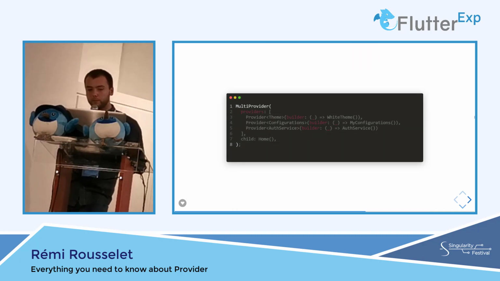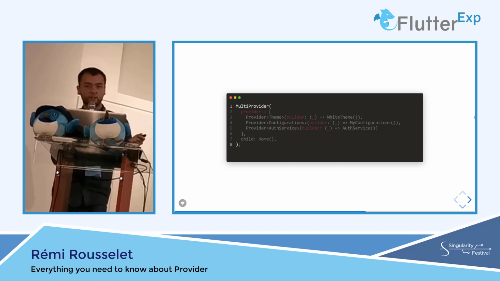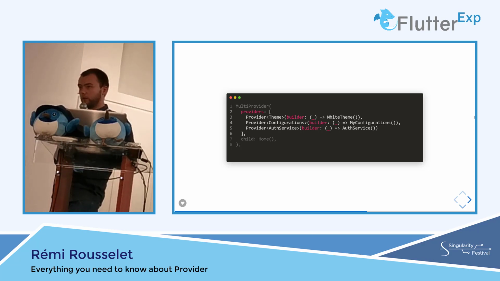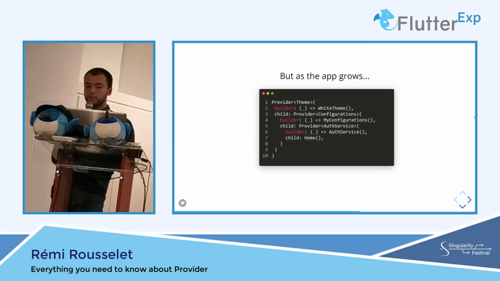So provider comes with a simple syntax trick to help with that weird syntax. It's called MultiProvider. It will take an array of providers. It can be any provider from the provider package, or your custom provider if you made one. And instead of nesting them, you can just put them next to each other. And then MultiProvider will reconstruct the tree that we made previously. So in the end, that's exactly the same thing that we made earlier here, but it's a lot more readable.